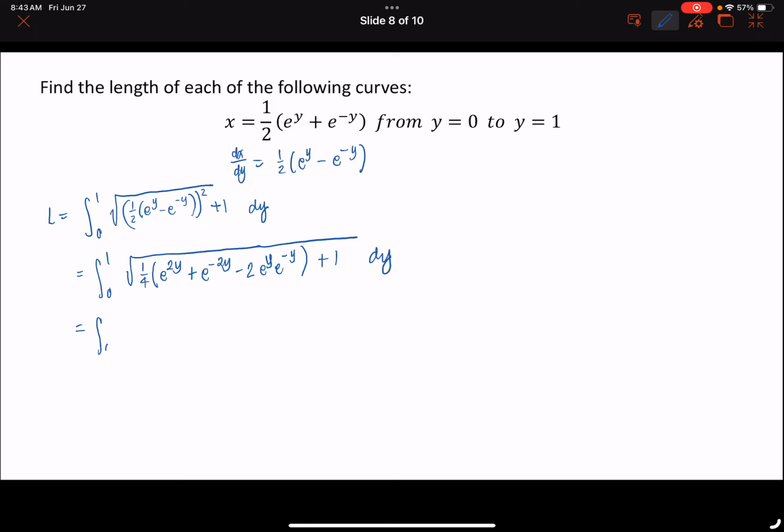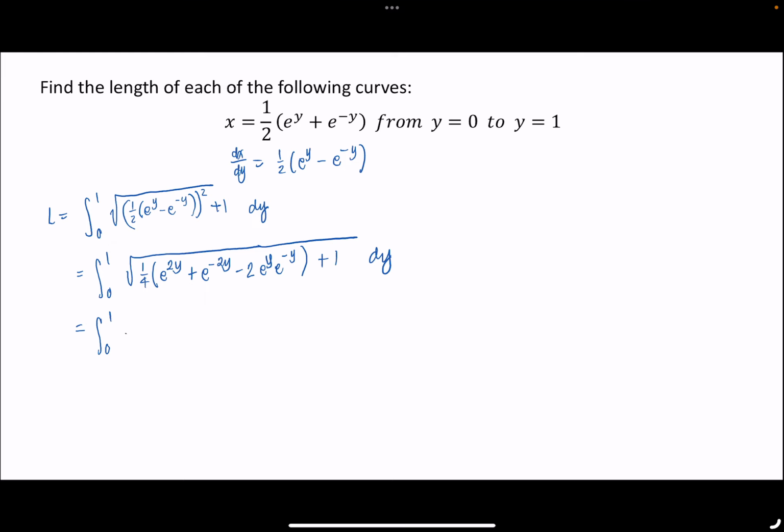So that would be the integral from 0 to 1 of, so we have the LCD is 4. We now have e to the 2y. So this would cancel out. So minus 2 plus e to the negative 2y. And then we now have plus 4 dy.